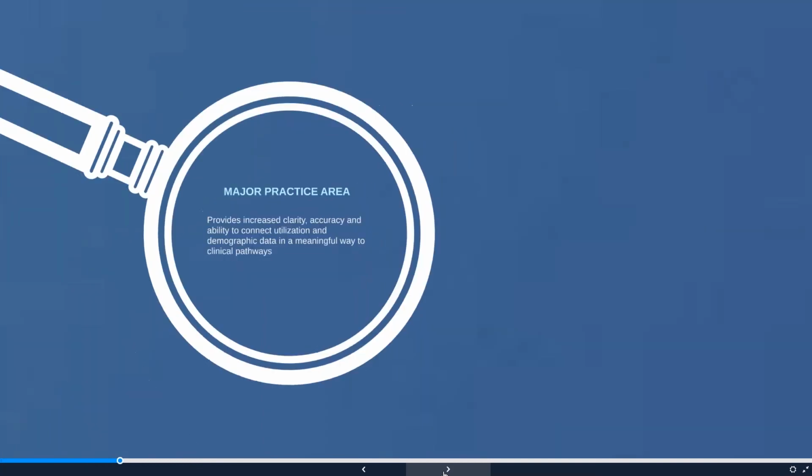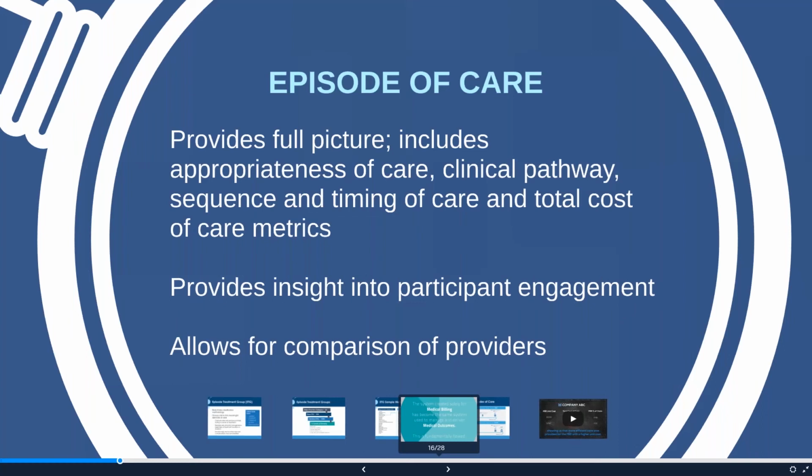Ultimately, what we try to get to is the episode of care, the longitudinal look at the illness burden. It provides a full picture of the illness burden. We can get to things like the appropriateness of care, clinical pathways, sequence and timing of care, and the total cost of care metrics. It also allows us to get insight into the participant or patient engagement, and it allows us to compare providers as well as health systems.